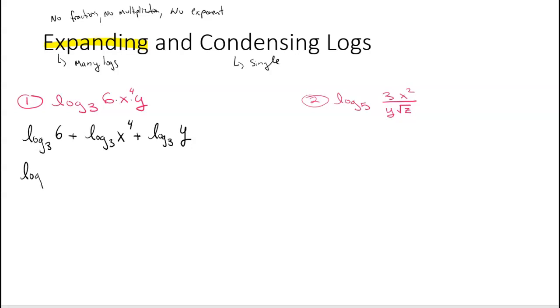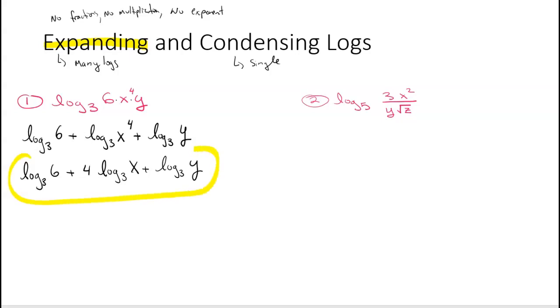So we have one more step, and then we're done. The 4 comes down, and we get to multiply it, and then nothing happens to the last one, so we're done. Again, we've gotten rid of any multiplication, we've gotten rid of any exponents, and we didn't have any fractions to begin with, so we're done. Also notice that all 3 logs had a log base of 3.